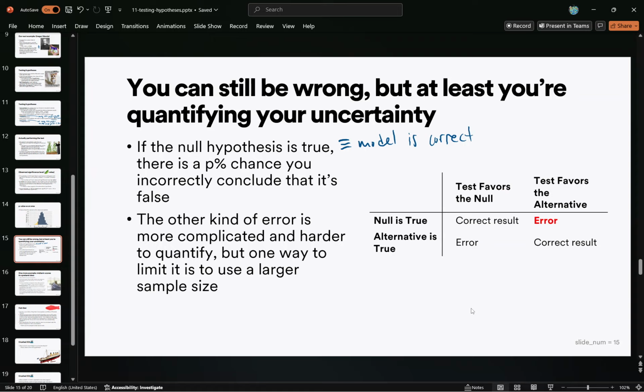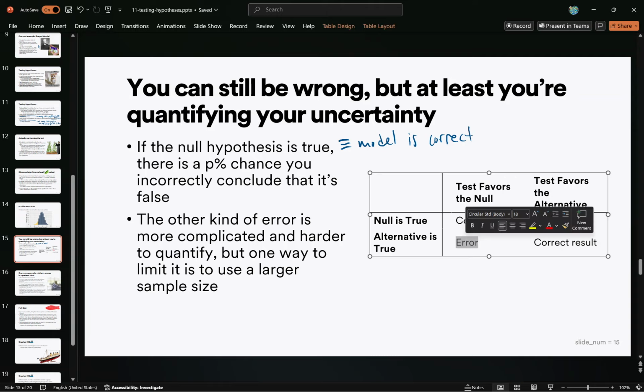One way to get around that and make it so that it's very unlikely for you to ever hit this kind of error, this one's due to a p-value. You can control that by saying I will choose the alternative only if the p-value is less than 1%, something like that. For this one, you kind of just do more simulations in a sense. That's kind of how that works.